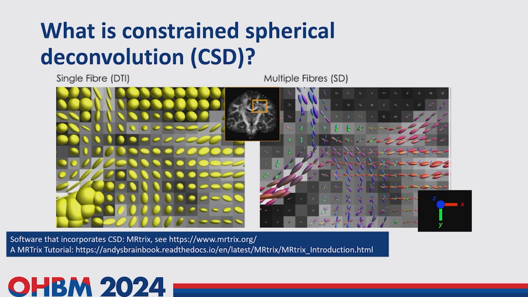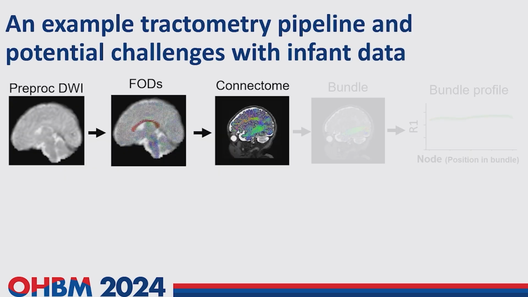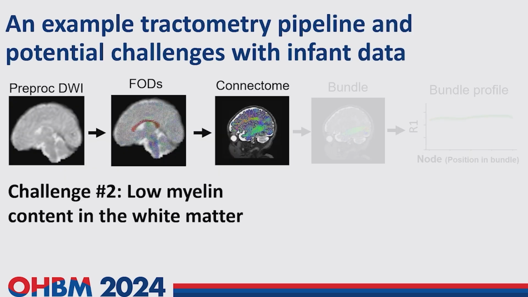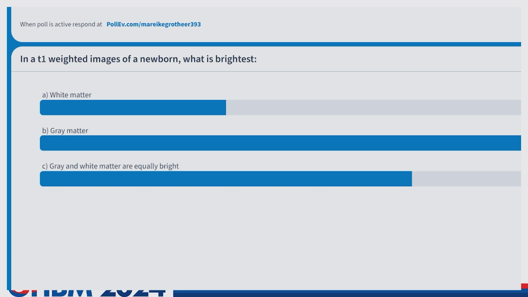This, however, leads me to another infant-specific problem, which is that in infants, there's very little myelin in the white matter. The myelination has really only started in a newborn. And this makes it difficult to distinguish between different tissue types of the brain. Okay. So the question that I would like you to answer is, in a T1 weighted image of a newborn, what is brightest? The white matter, the gray matter, or gray and white matter are equally bright?